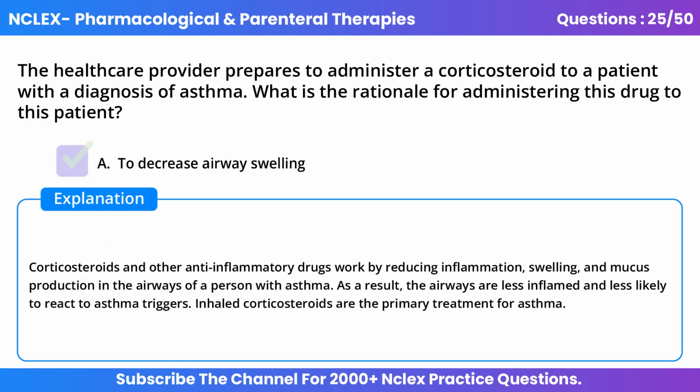Corticosteroids and other anti-inflammatory drugs work by reducing inflammation, swelling, and mucus production in the airways of a person with asthma. As a result, the airways are less inflamed and less likely to react to asthma triggers. Inhaled corticosteroids are the primary treatment for asthma.